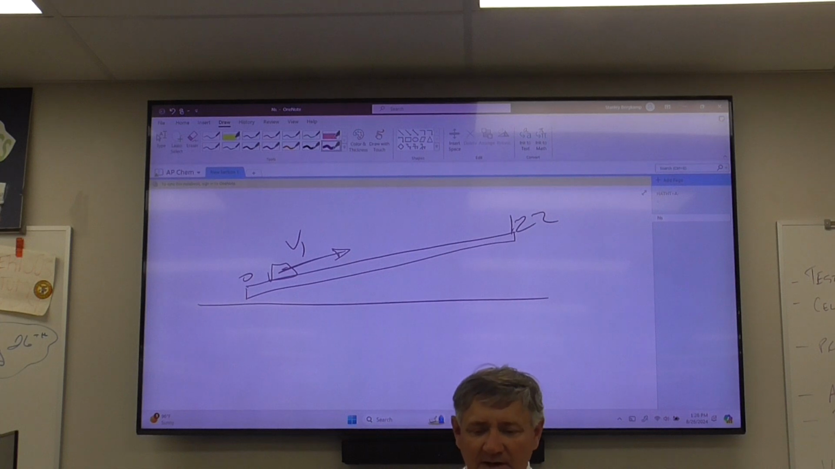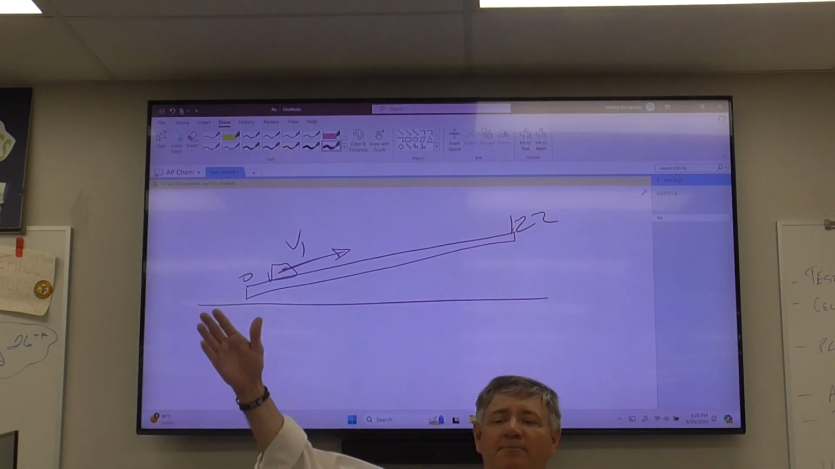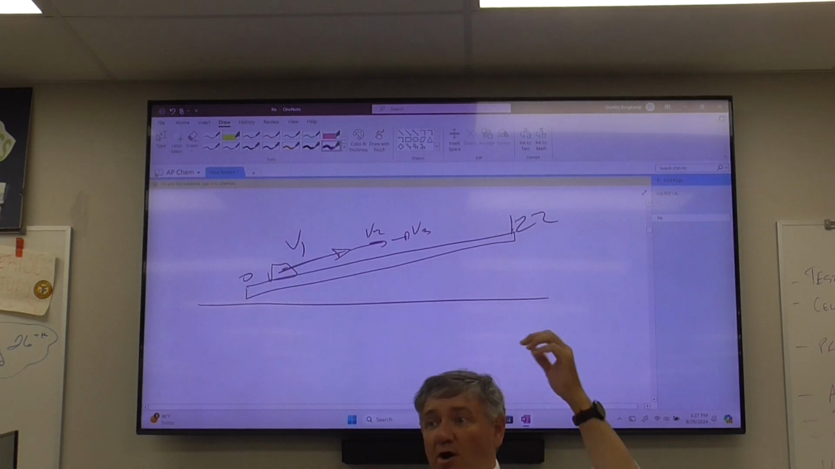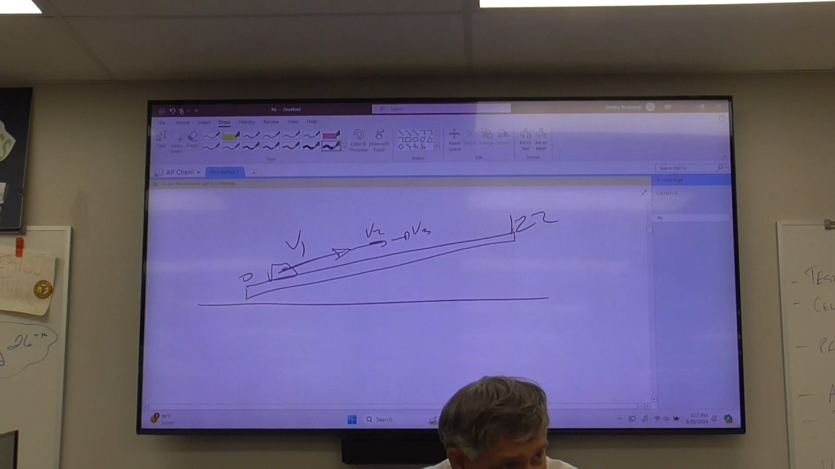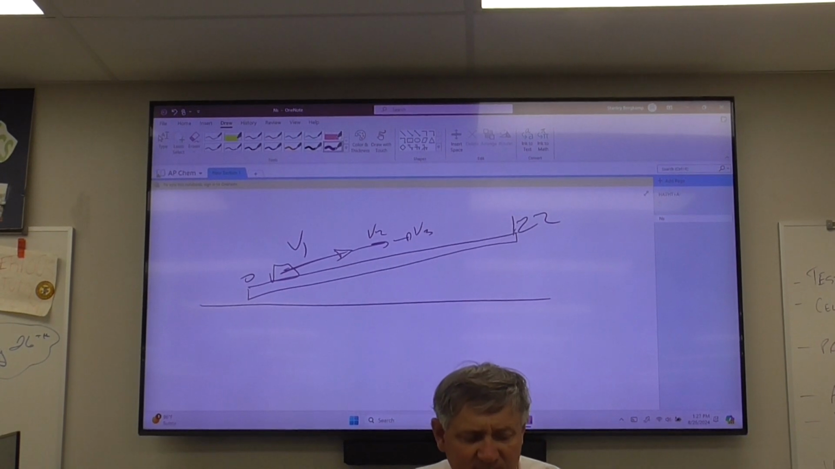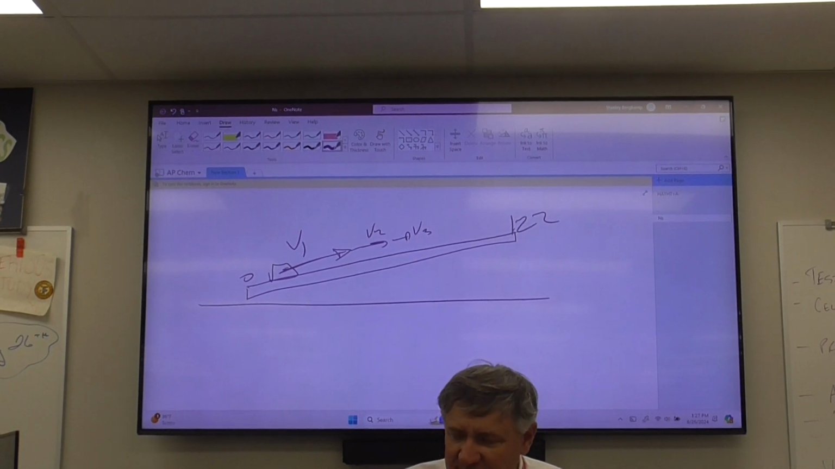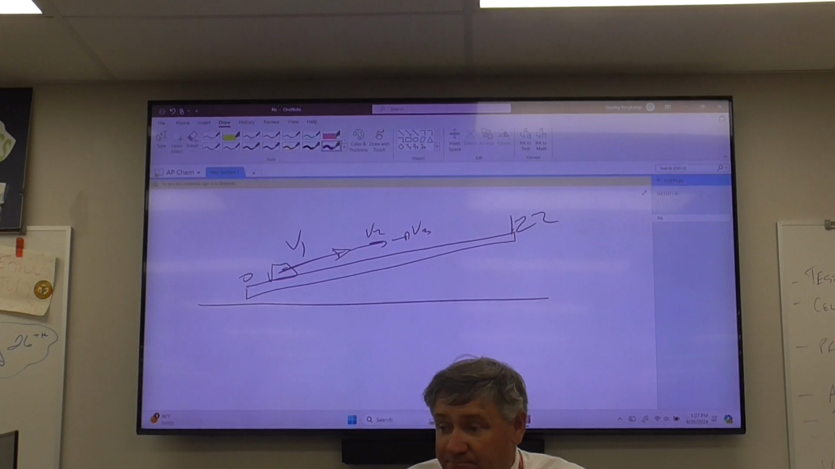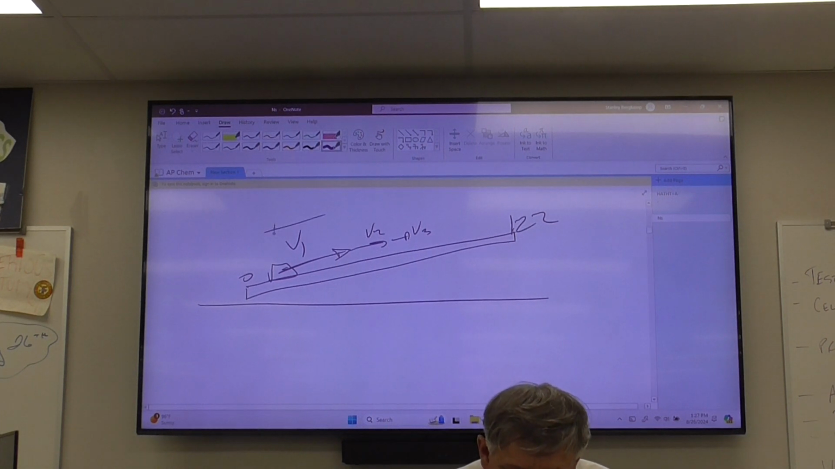That's it. Now, clearly, as it goes up the ramp, what happens to the velocity? It slows down. So that's going to go to V2, boom, V3. Conceptually, the velocity vectors are getting smaller. If your velocity vectors are getting smaller, which direction do you think the acceleration vectors are pointing? Same direction, opposite direction? Opposite. So my acceleration vectors are going to be pointing down the hill.